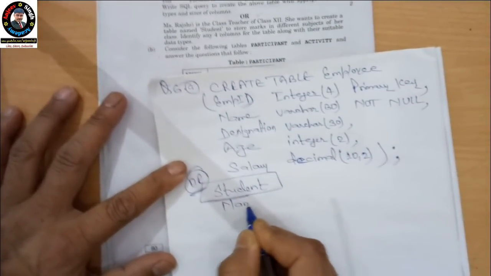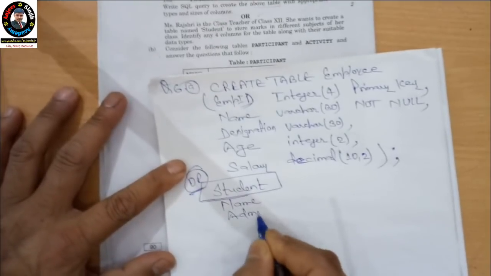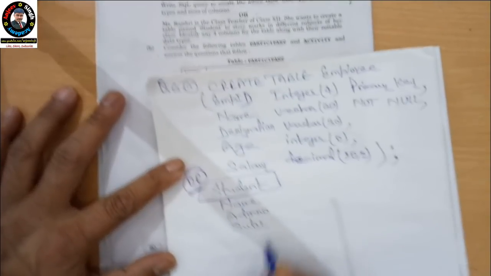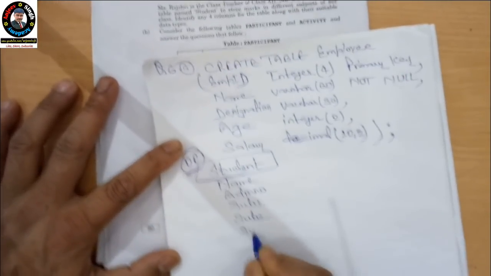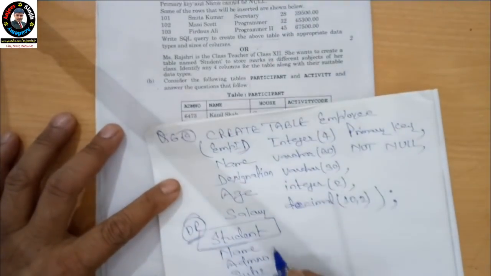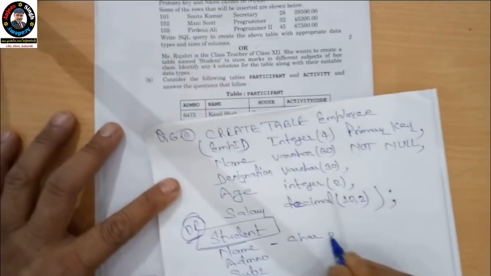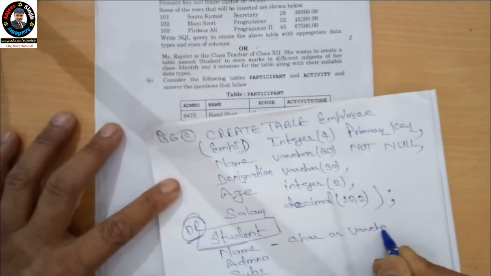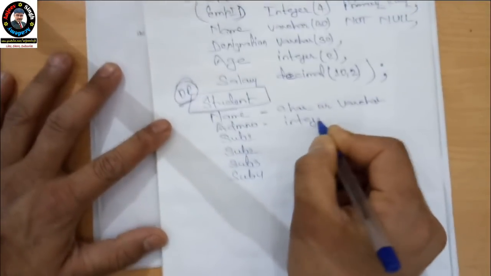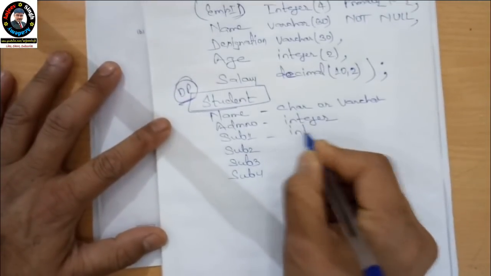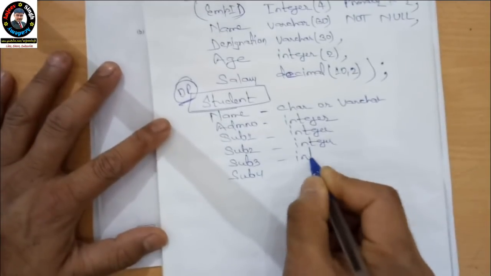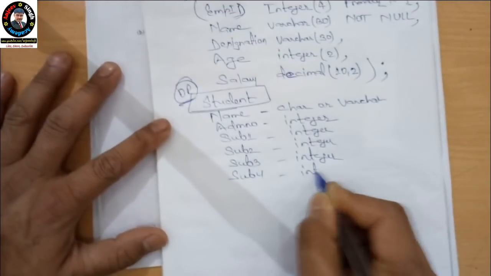So definitely she needs a name. She needs an admission number to identify the record, then marks in different subjects. So I will keep here subject 1, subject 2, subject 3 and subject 4. With their data types: the name may be char or varchar. And admission number may be integer, or sometimes it may be character. Subject marks are always integer, integer, integer, and also integer.